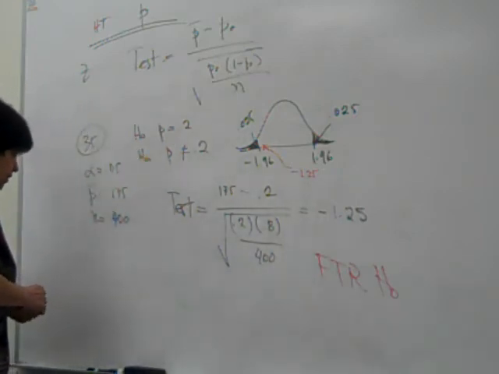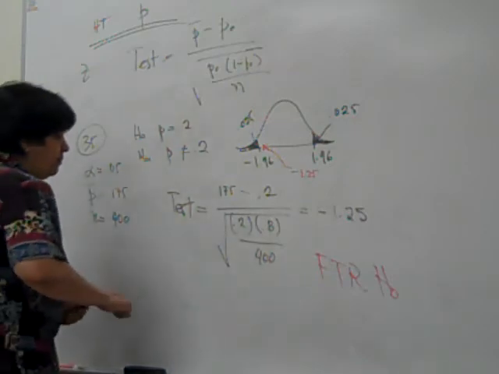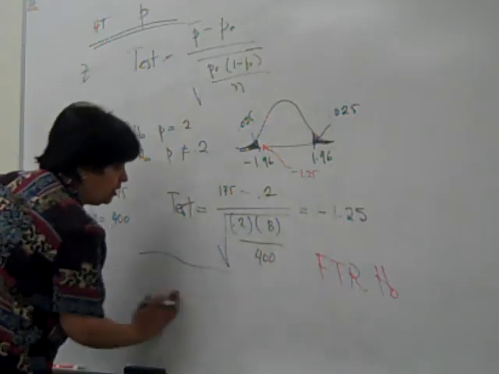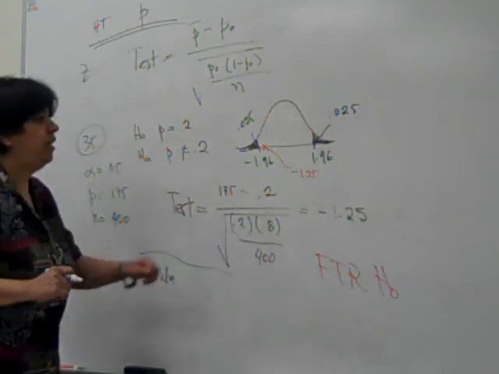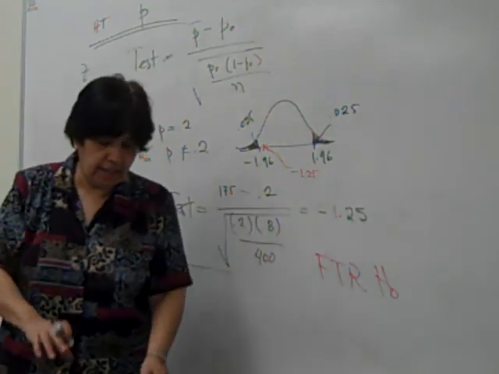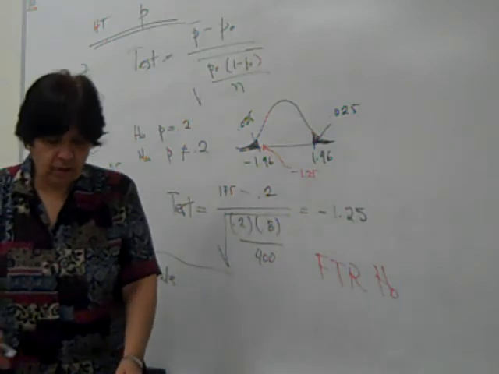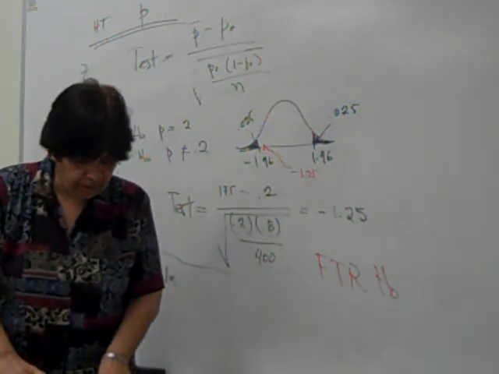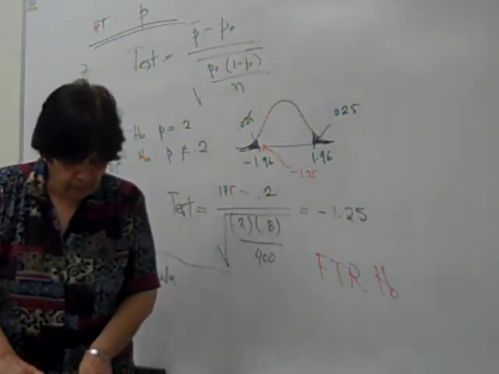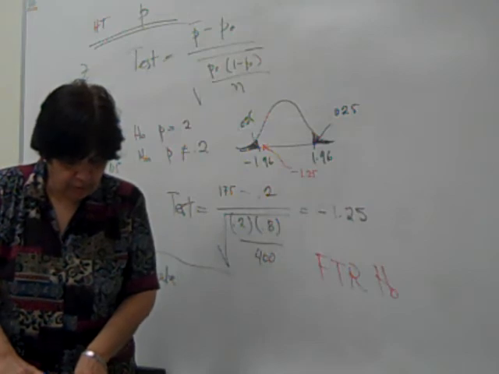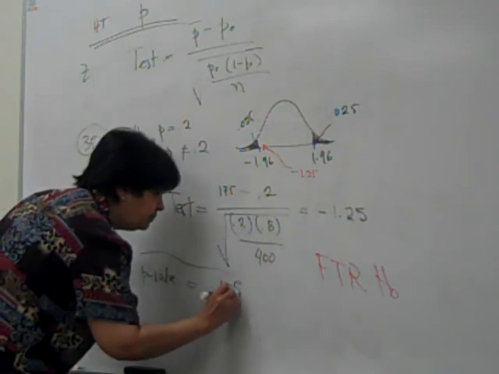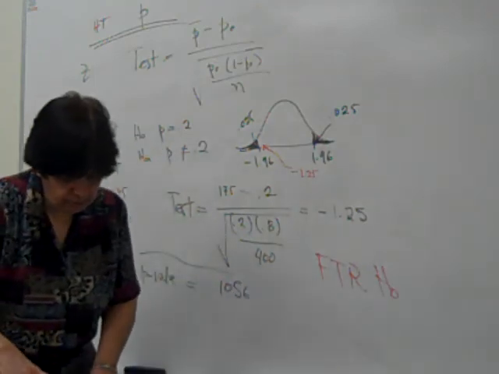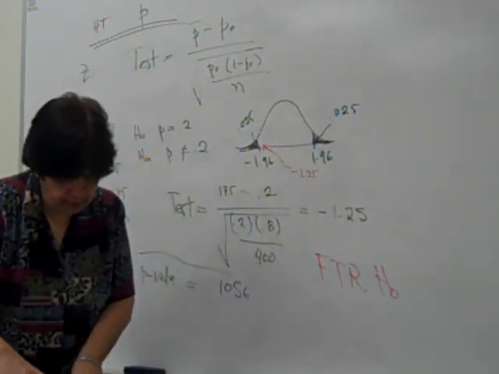Okay, let's do exactly the same thing, but using the p-value approach. Okay, what is the p-value? We have the test value that is negative 1.25. Go to the table. 1.25 is 0.1056. Let me recheck that again.